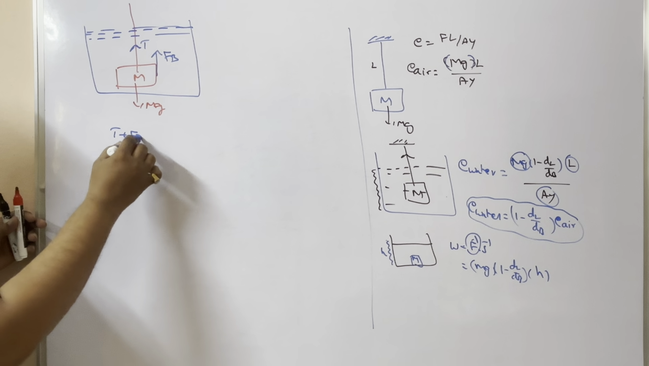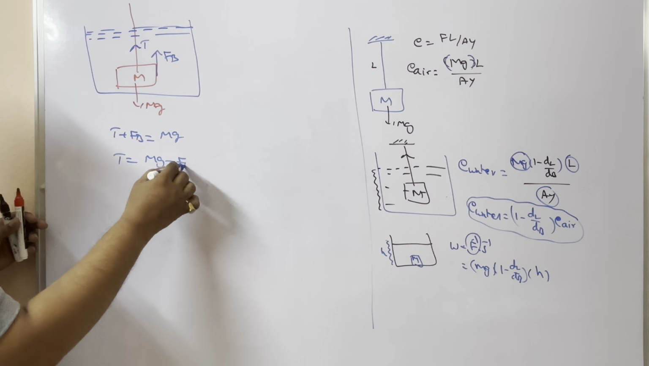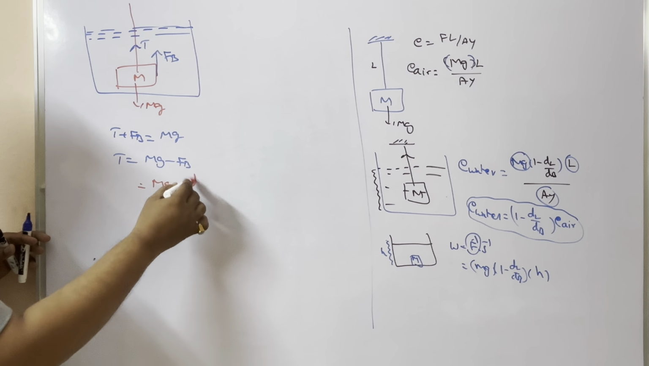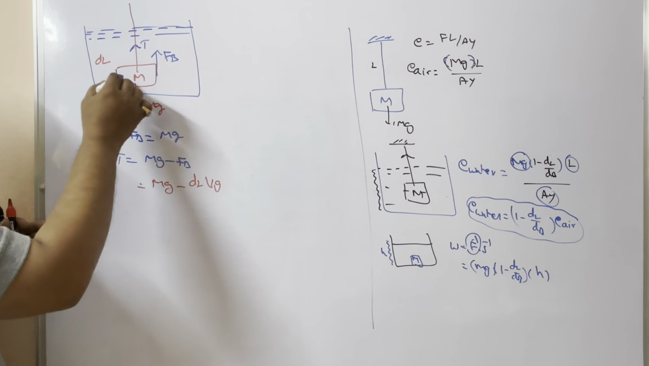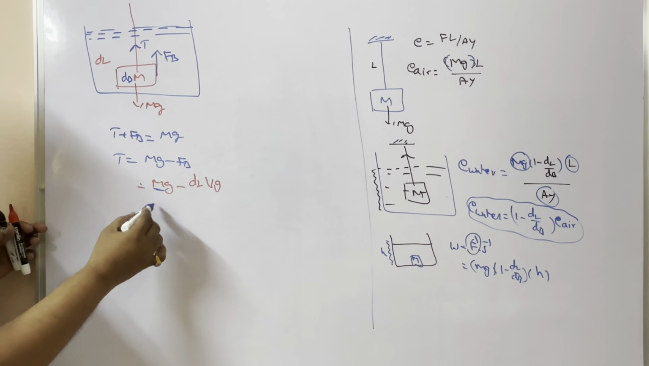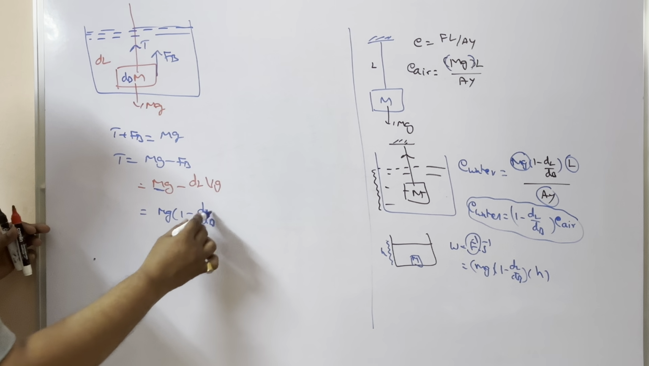T plus Fb is equal to mg. Then T is equal to mg minus Fb. Again Fb, buoyancy force, is dl Vg, where dl is the density of the liquid. And this is the density of the body. Again, if you replace, you are going to get the same equation: mg into (1 minus dl by db).